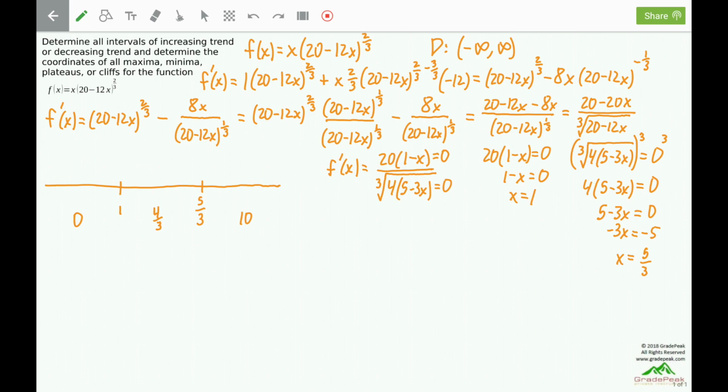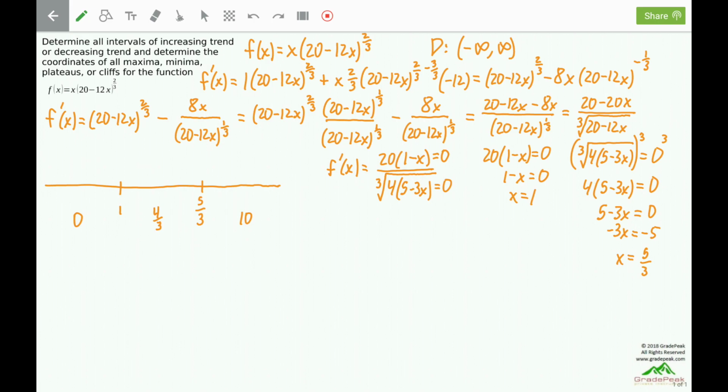And then 5/3 to positive infinity, we can pick 10. We can now test the trend by plugging these test values from each interval into the first derivative. We don't care about the value of the first derivative, just whether it is positive or negative. So the best place to plug into is the fully factored version. That would be this here. The 20 is always positive, so we don't have to worry about that. In the denominator, a cubed root, an odd root, can be positive or negative, so we have to keep it. And the 1 minus x can be positive or negative, so we have to keep it as well.